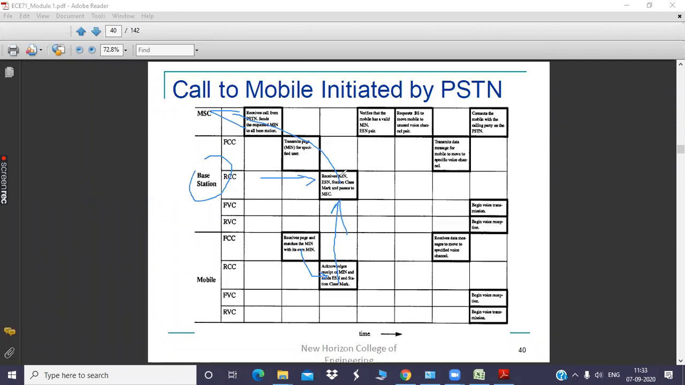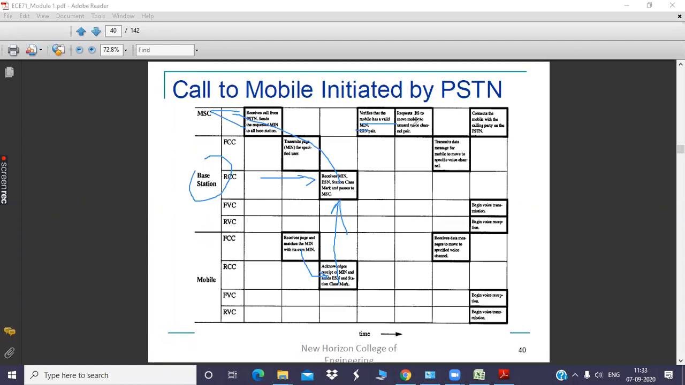Because the call was initiated through the PSTN network, the MSC has initiated everything, and after verification the MSC got the acknowledgement from the mobile user. So ultimately the MSC would be able to verify that the mobile has a valid MIN number or ESN number. Then after this verification, the next thing is it will request the base station to move the mobile to an unused voice channel pair, meaning it will insist the base station allocate the channels to the mobile user.